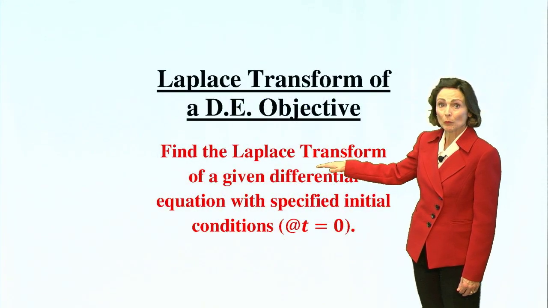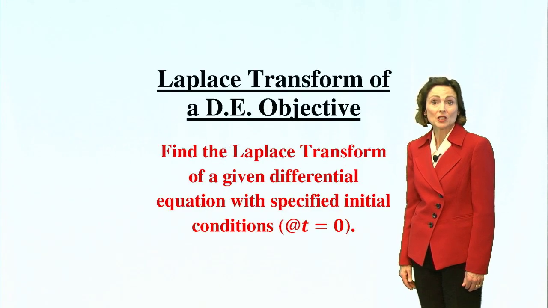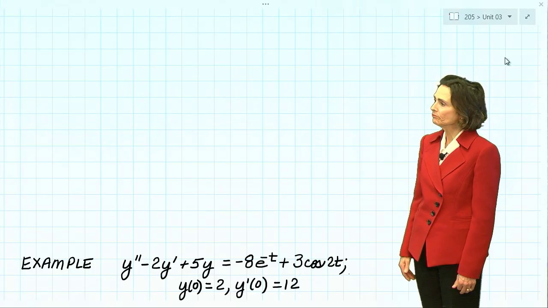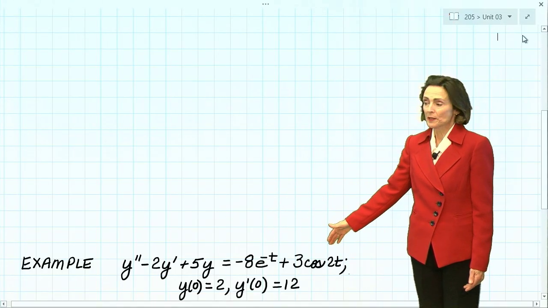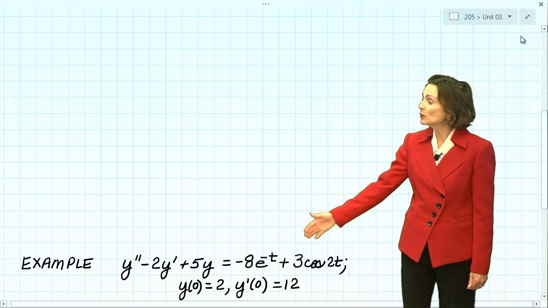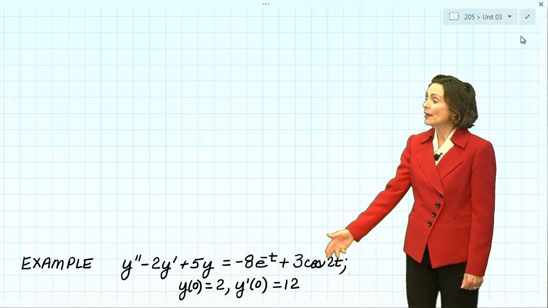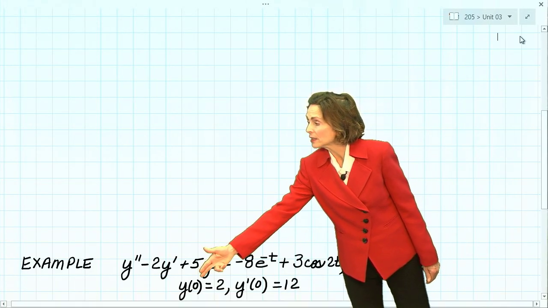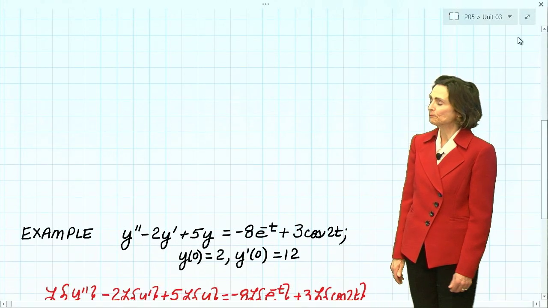So let's find the Laplace transform of a given differential equation with specified conditions at t equal to 0. So the differential equation we have here is y double prime minus 2y prime plus 5y is equal to minus 8 e to the minus t plus 3 cosine 2t, and our initial conditions are at t equal to 0, y is 2, and the first derivative is 12.